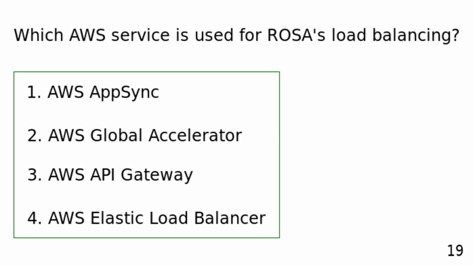Which AWS service is used for ROSA's load balancing? AWS AppSync. AWS Global Accelerator. AWS API Gateway. AWS Elastic Load Balancer.